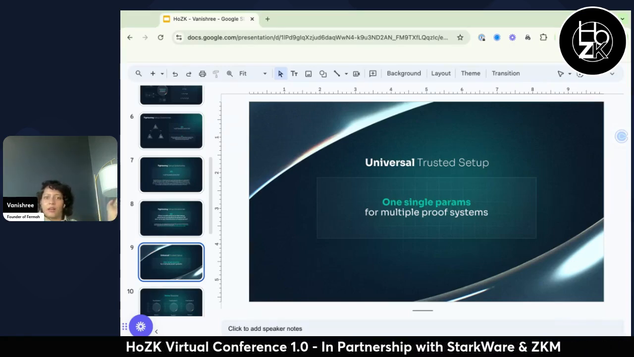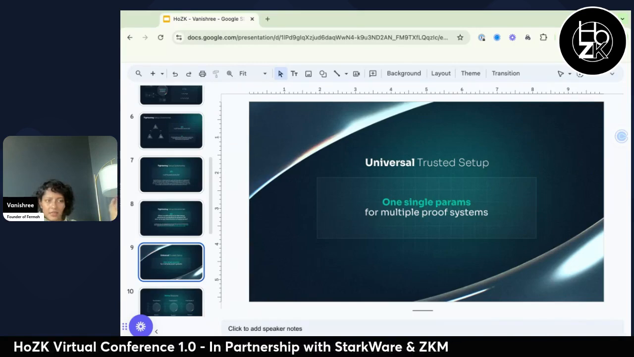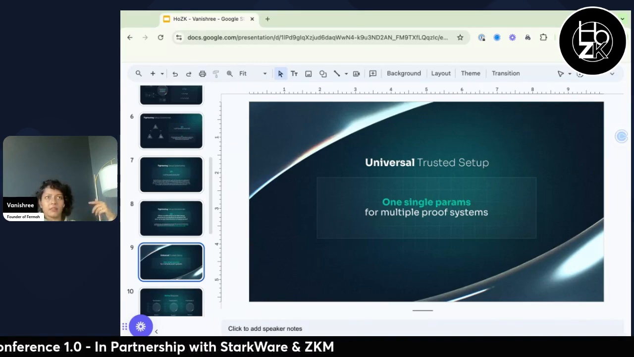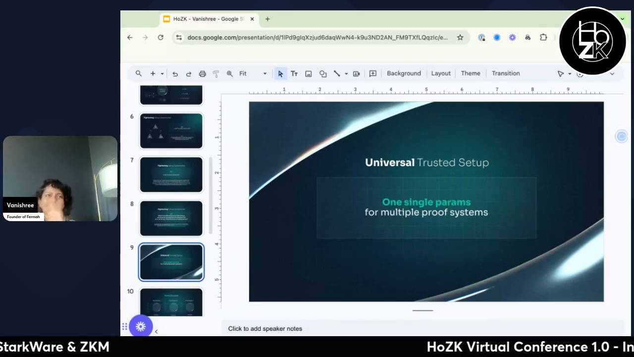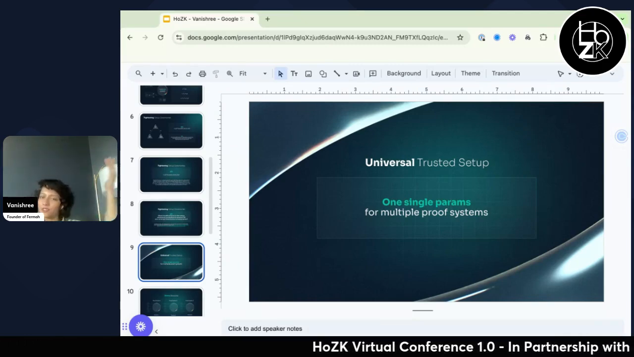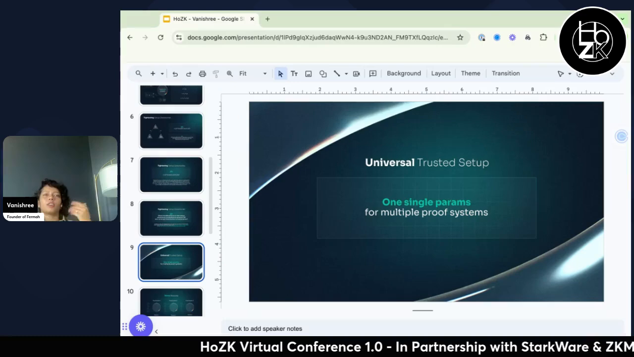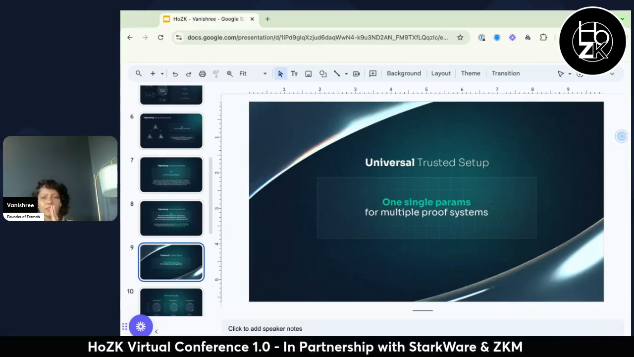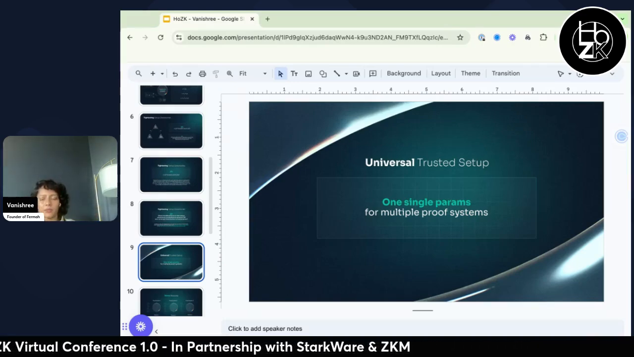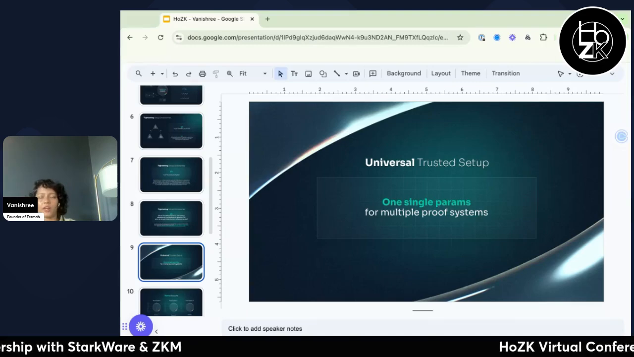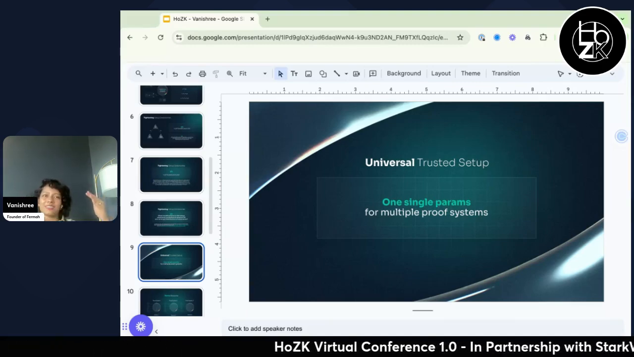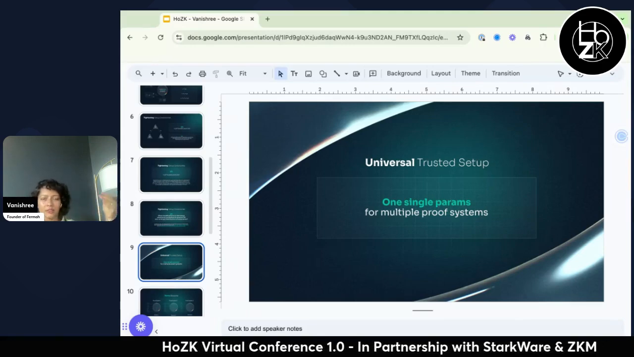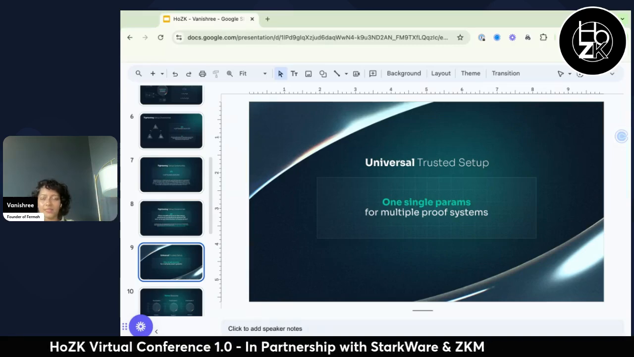Okay, so I stated the current status, and I stated the problem. Current status, multiple proofs. I think in the future there will be multiple proofs. Currently we have multiple setup ceremonies, multiple setup parameters required by different proof systems. In the future world, can we have a universal trusted setup? That is the question, right?